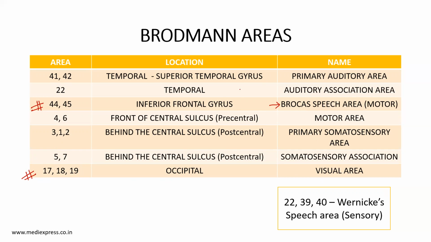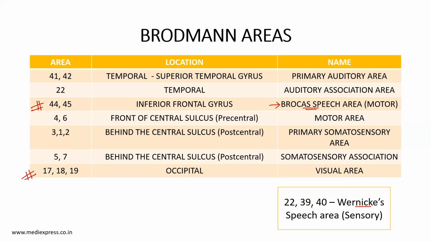So with regards to the Brodmann's areas, one more thing which you need to remember is areas number 22, 39, and 40. And that is Wernicke's speech area. So Wernicke's area and Broca's area. Wernicke's speech area is 22, 39, and 40. This is sensory. Okay. So Wernicke's area and Broca's area were being asked in a few of the exams. So this becomes very important for you to know.